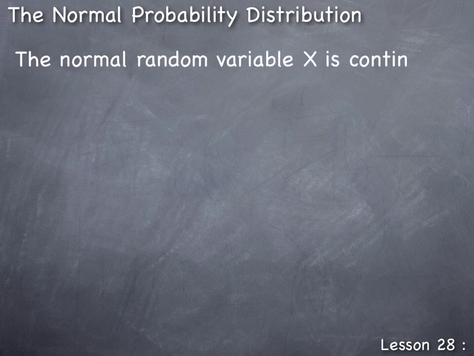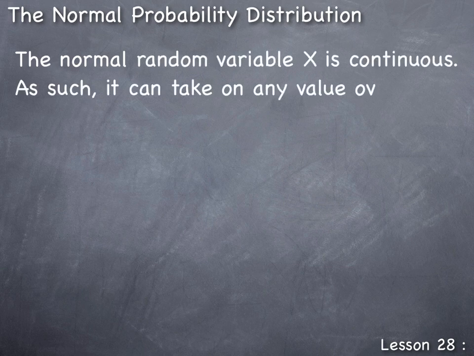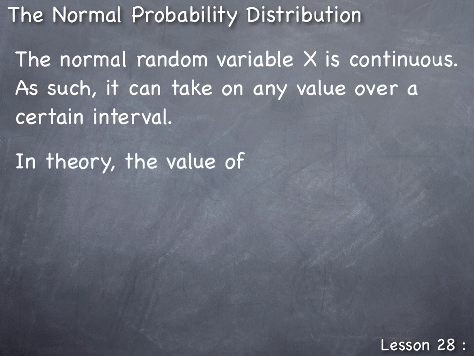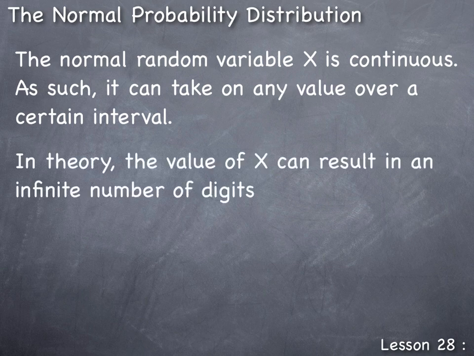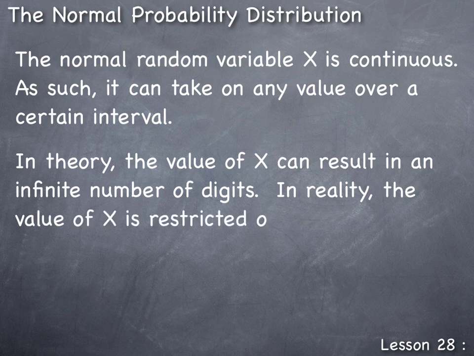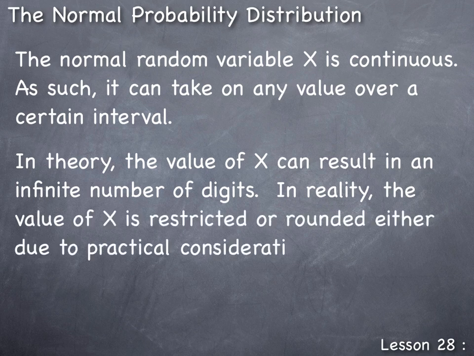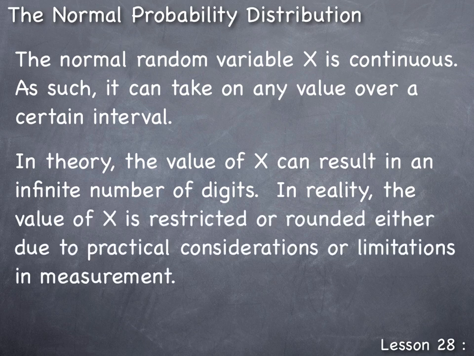The normal random variable x is continuous. As such, it can take on any value over a certain interval. In theory, the value of x can result in an infinite number of digits. In reality, the value of x is restricted or rounded, either due to practical considerations or limitations in measurement.